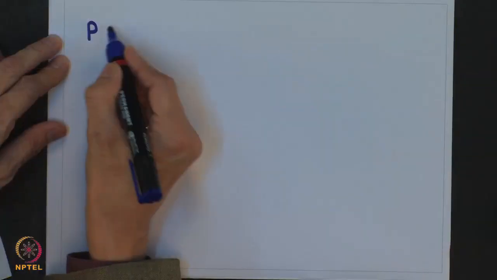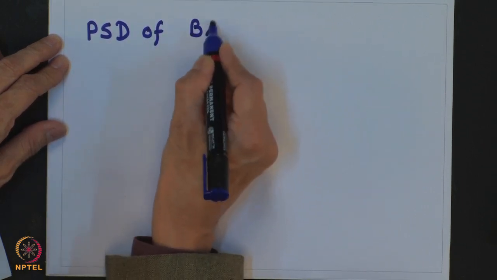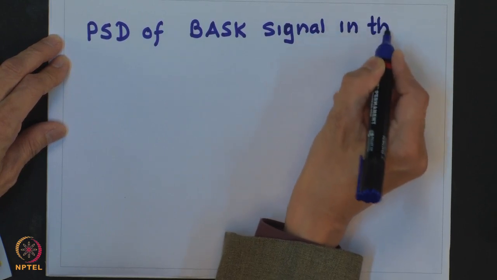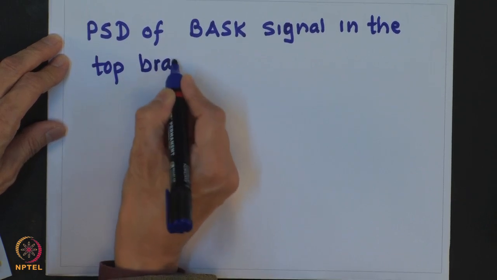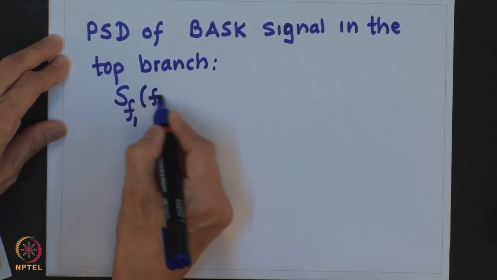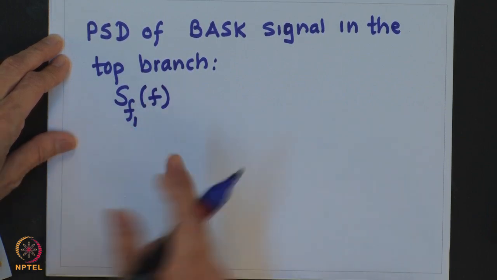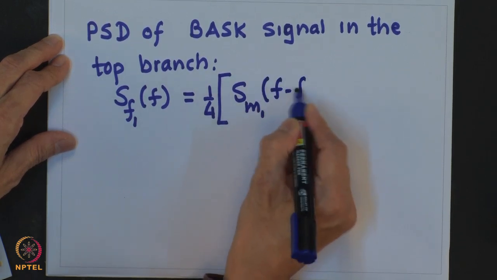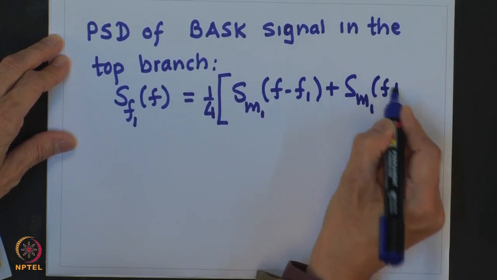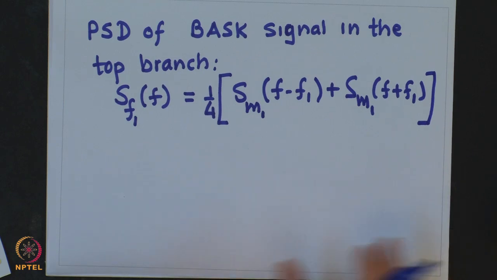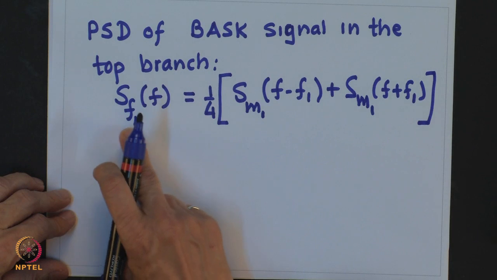Given this, now we can easily calculate the power spectral density of the binary ASK signal in the top branch as follows. We will indicate that as S(f1), coming from the top branch related to the frequency f1, and we know that this is equal to 1/4 S_m. Now, given this, we can calculate the power spectral density on the top branch.